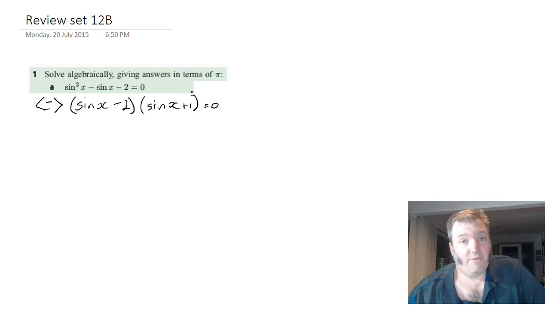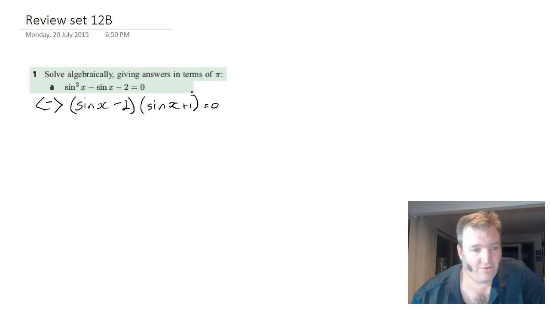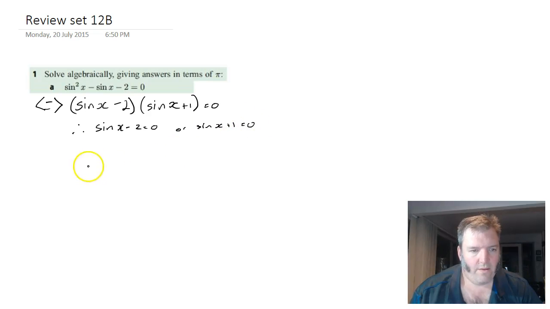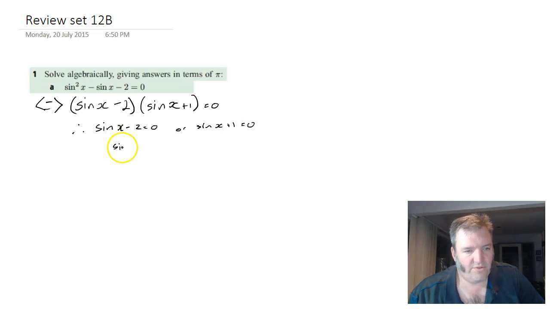Great. Two things being multiplied equals 0. Null factor law. We go to our null factor law, and it's going to say, therefore, sine x minus 2 equals 0, or sine x plus 1 equals 0. This one's going to give me sine x equals 2, or we've got sine x equaling -1.